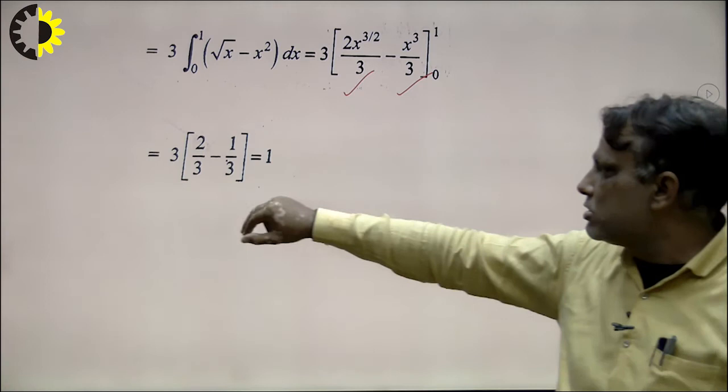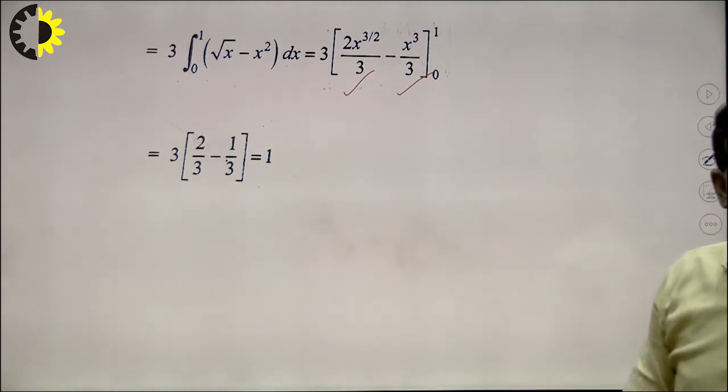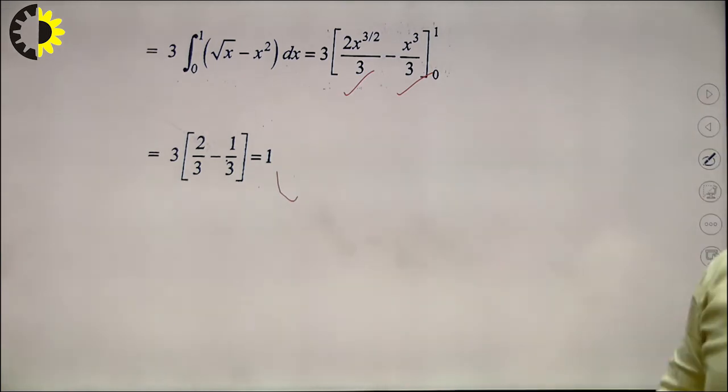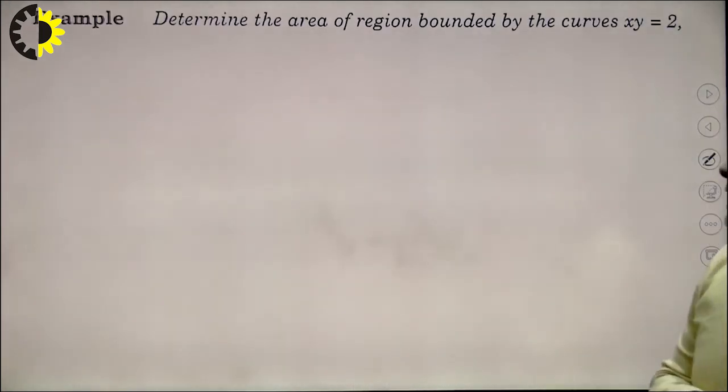That means 3 outside, 2 by 3 minus 1 by 3, and the 3s cancel out. What is the conclusion? It is 1. That means the volume of this portion will be 1. So we can see what the conclusion is here.